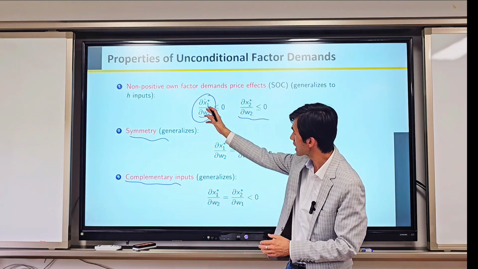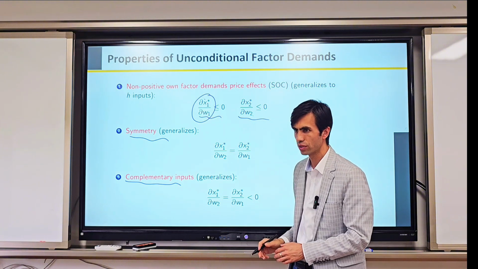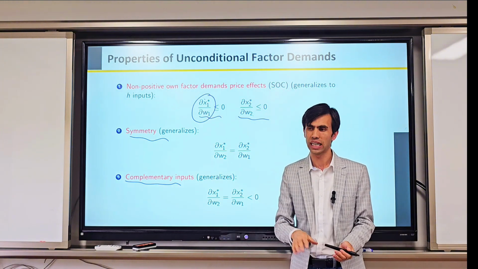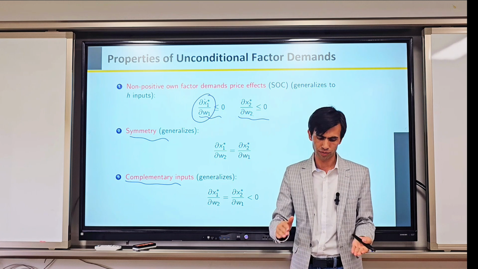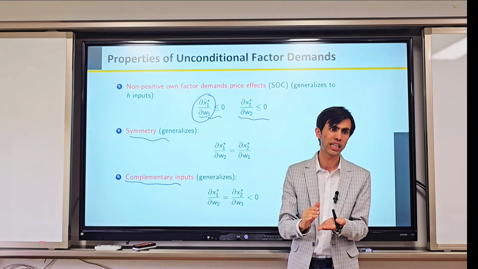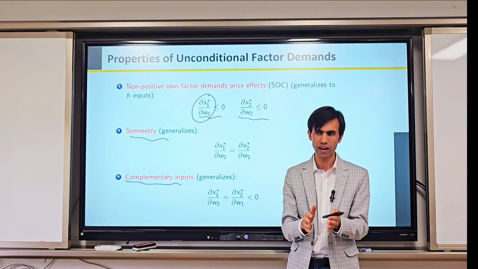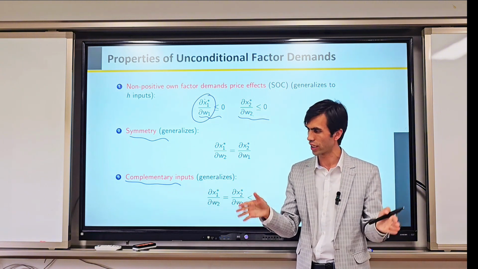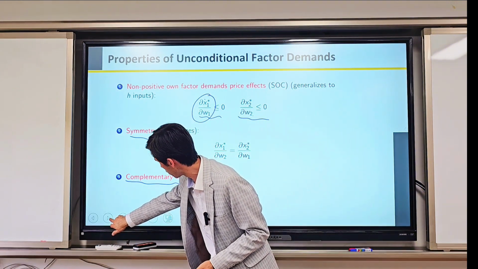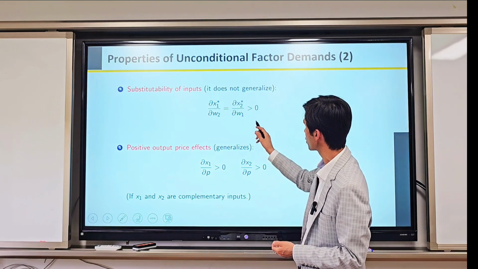Also X1 is a complement with X2, so now we also use less X2 because they are complements. We cannot use them in isolation, just separately. We have to use them together. But when it comes to substitutes, the case is different.